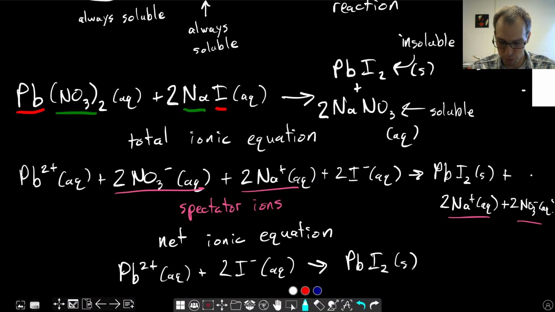If you went through the process of finding the net ionic equation, everything would be a spectator ion, and there would be no reaction that occurs. So essentially, you'd mix it together, and everything would just stay the same. There'd be no solid that would form. So that is a possibility that can happen. But if we're looking for a precipitation reaction, we need to see that an insoluble compound forms.